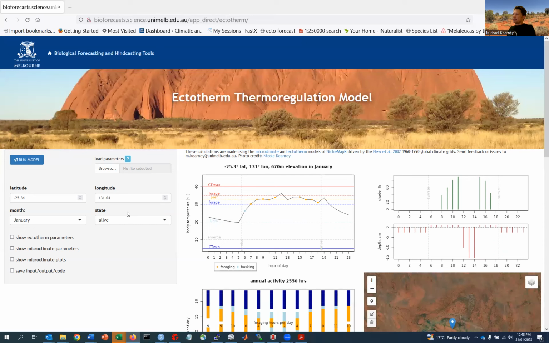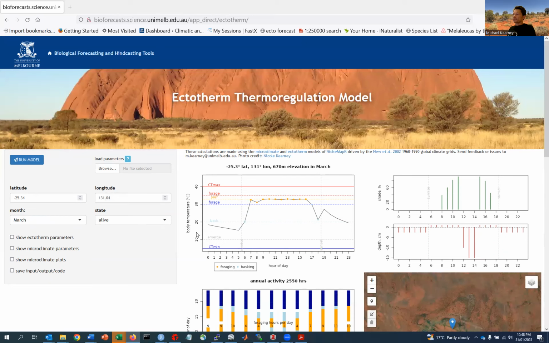Okay, so that's what happened in January. Now we can have a look at what happened in February. You can see there's still a gap in the activity window in the middle of the day. In March, you can see they'd be active throughout the day without a gap to hide underground.